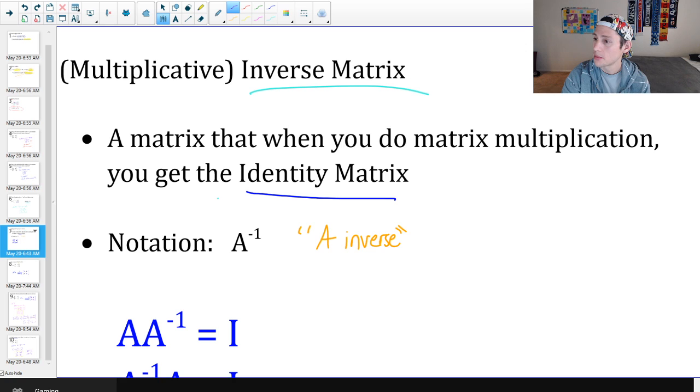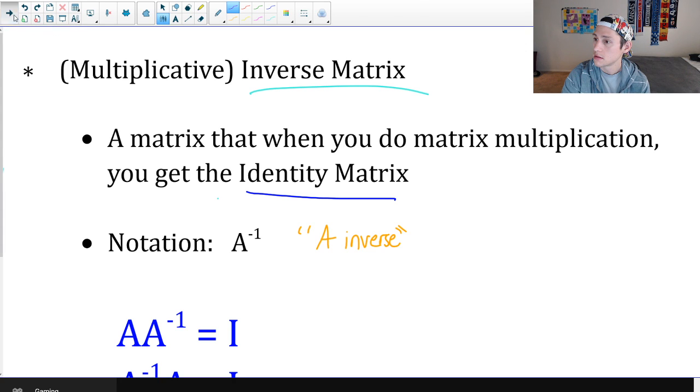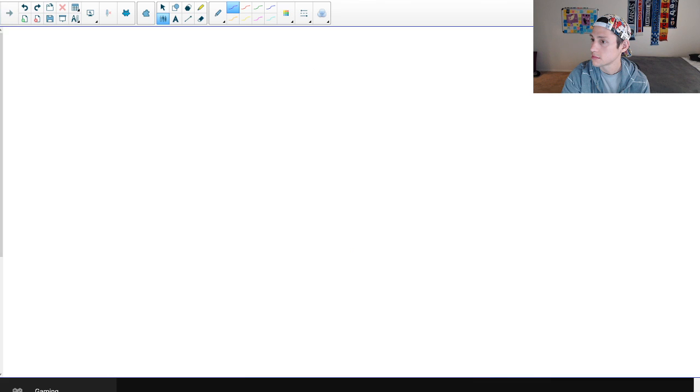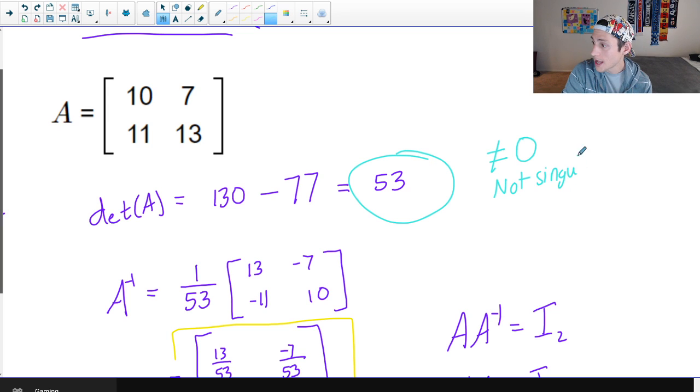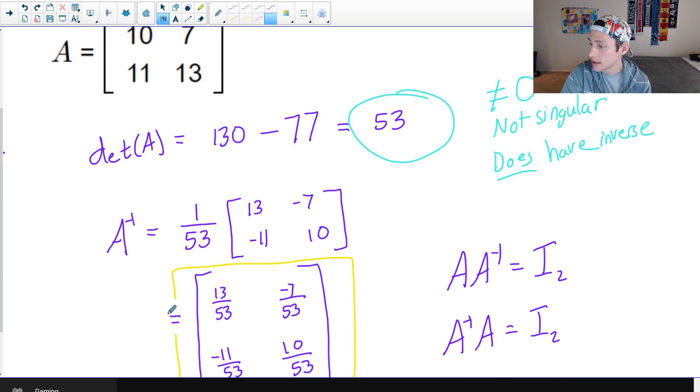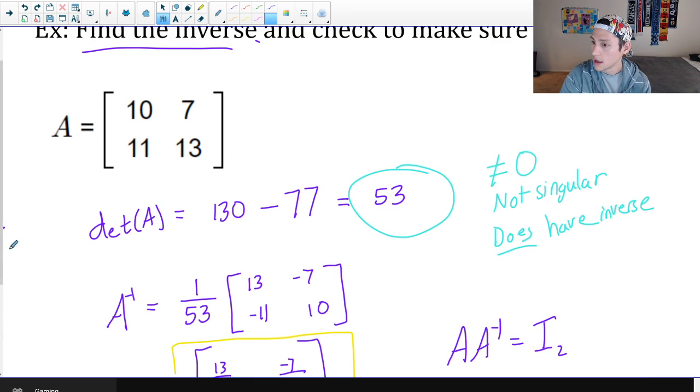And then remember our properties. So actually, let's just go back to these that we did. Right, if we think about our properties from earlier, we got the determinant is 53. So if the determinant's not 0, then it's not singular. If it's not singular, that means it does have an inverse. Right? That's why we're able to find the inverse here, because think about this formula.